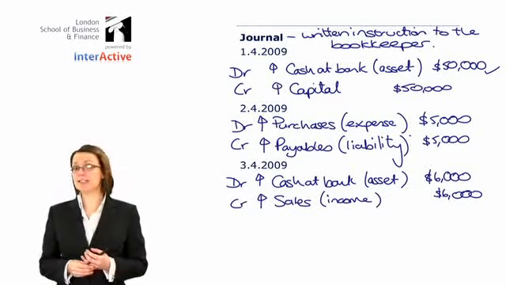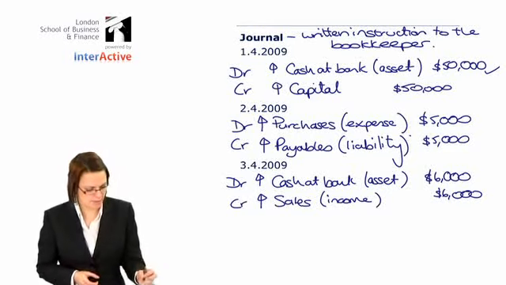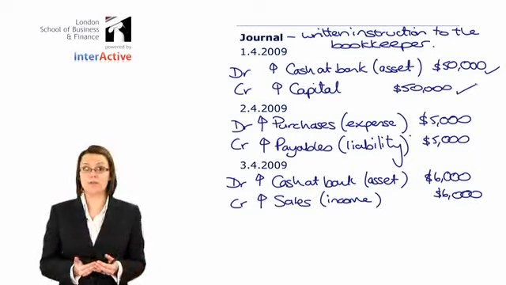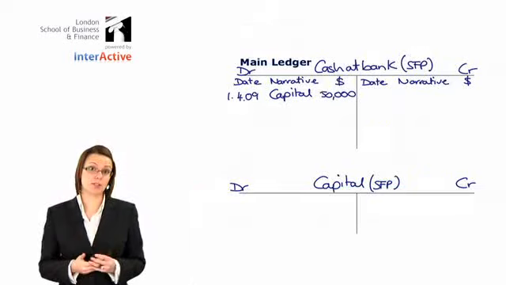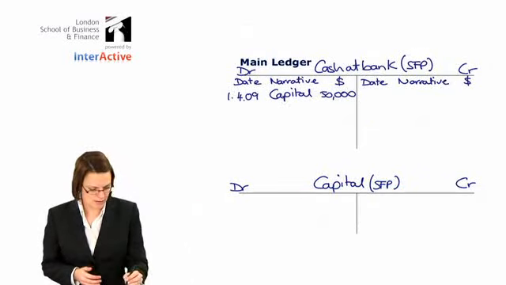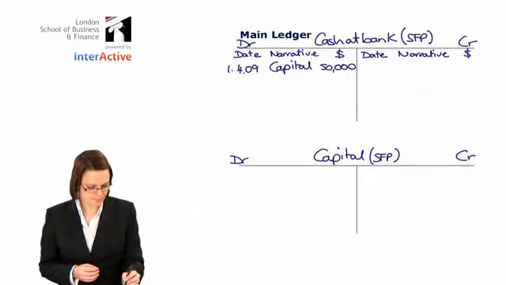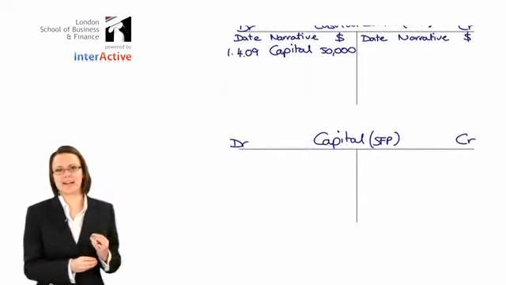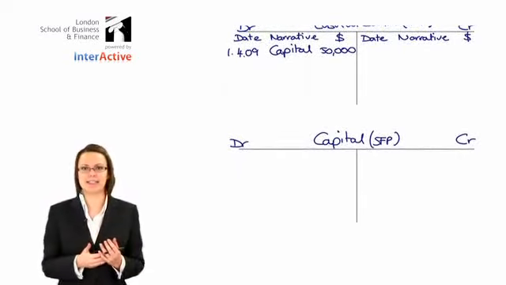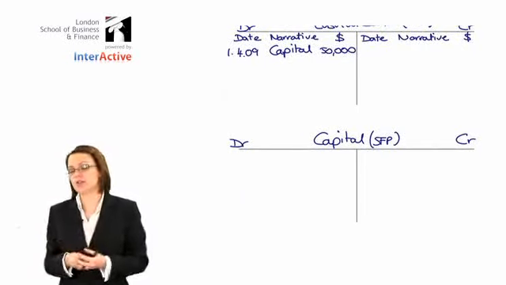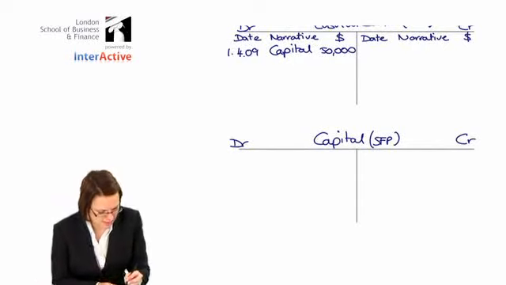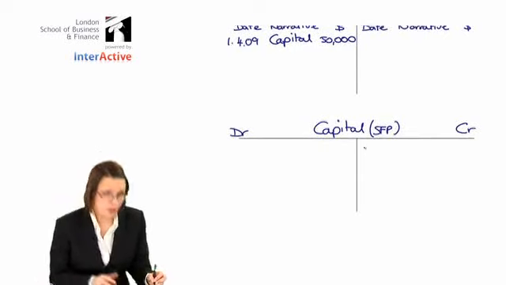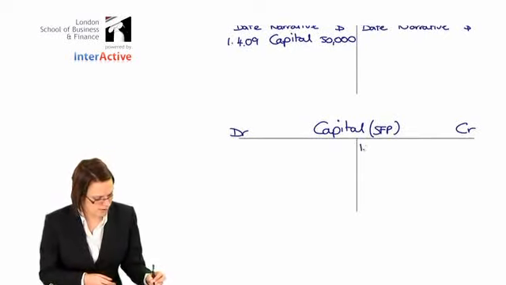Now we need to post a credit to the capital account. So $50,000 I'm going to tick off, and I'm going to post that journal to my capital account. So if we go to our capital account, I'm not going to write the headings again because you can see the headings. It's not necessary as long as you're posting those 3 bits of detail in. So on the credit side of the capital account, we're going to pop the date, the 1st of April 2009.